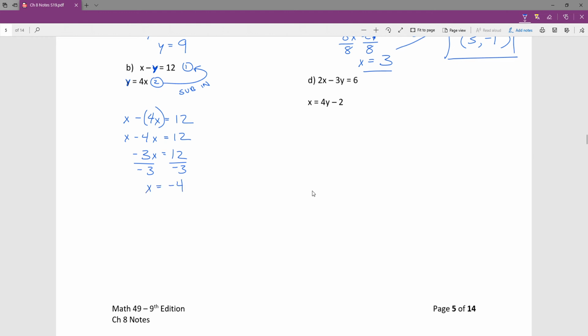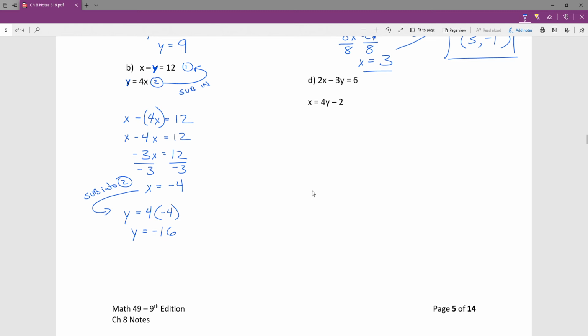With this one, I'm halfway done. I could take that and sub it into any equation I want. I'm going to pick number 2 because it's already solved for y. So copying that, it would be y equals 4 times x, which is negative 4. I just evaluated that. So that gives me that y equals a negative 16.